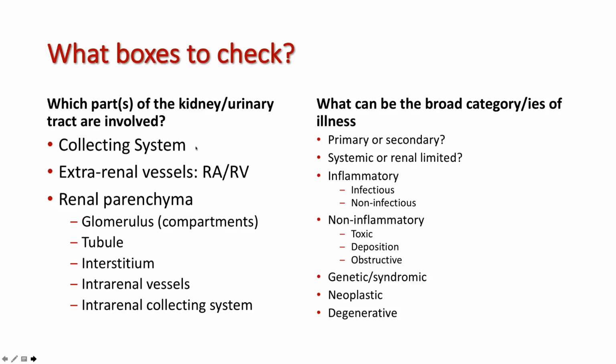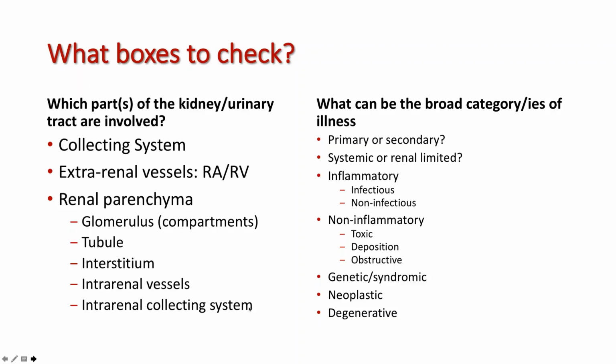Is the disease in the collecting system? Can the disease be in the extrarenal blood vessels, such as the renal artery or renal vein, or is the disease in the renal parenchyma? Then you can again go through the different elements of the renal parenchyma, starting from the glomerulus. In the glomerulus also you have different compartments like the endocapillary part and the extracapillary part, which is the crescent. You have to think of the tubule, the interstitium, the intrarenal vessels, which are the small vessels, and also the intrarenal collecting system.